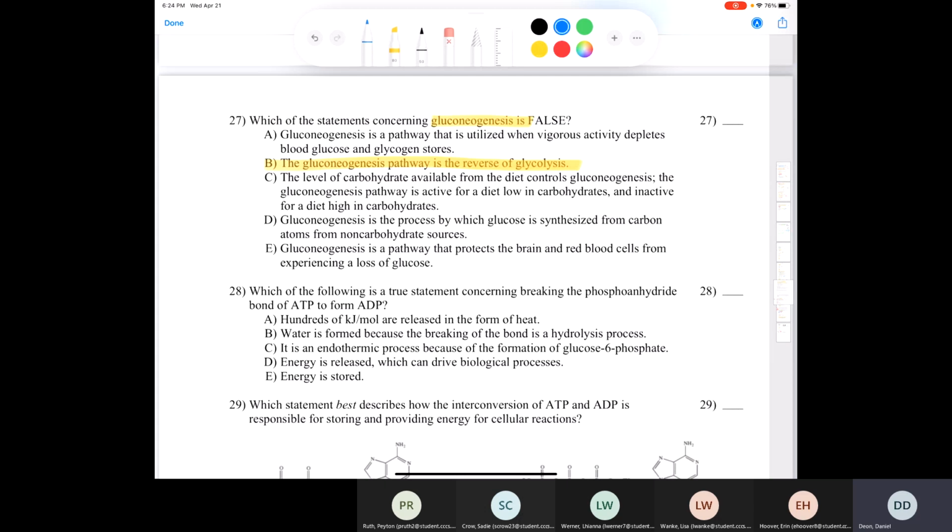And so we looked at how steps 1, 3, and 10 of glycolysis are the irreversible steps. And so we use completely different enzymes in those steps during gluconeogenesis. So gluconeogenesis is not exactly the reverse of glycolysis. Yes, most of the enzymes are the same, and some of the steps are reversible, but steps 1, 3, and 10 are not. And so it is simply not the reverse of glycolysis.